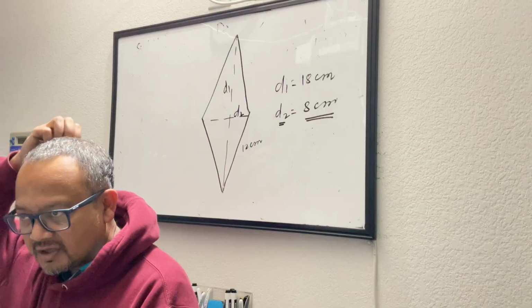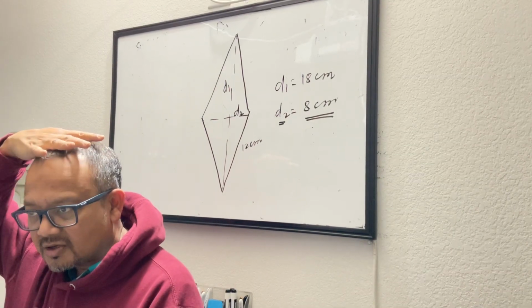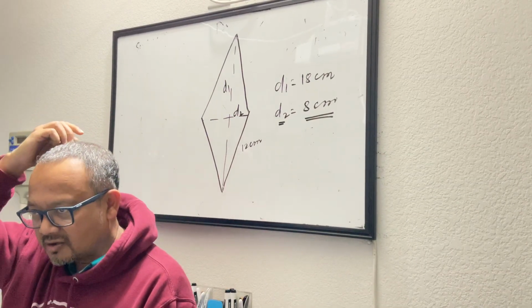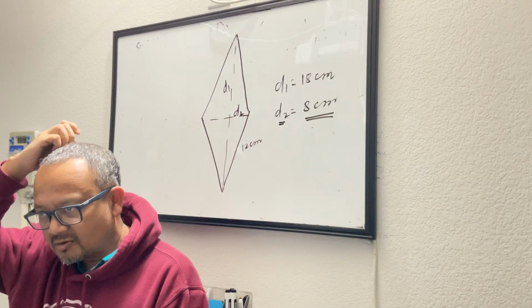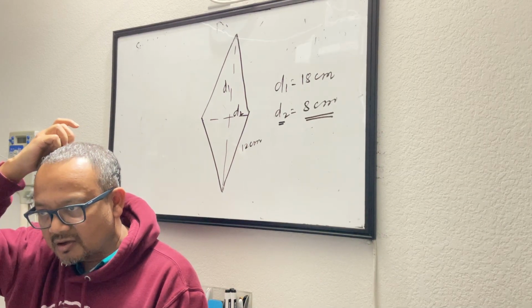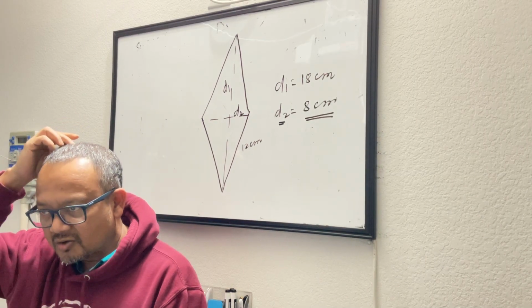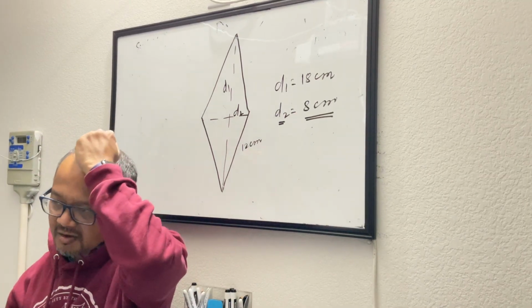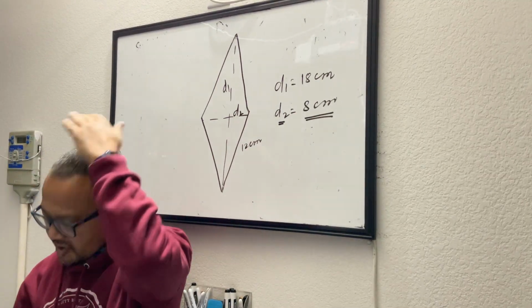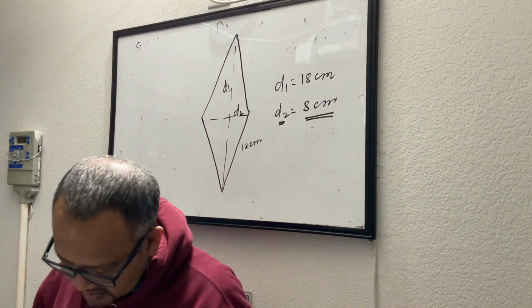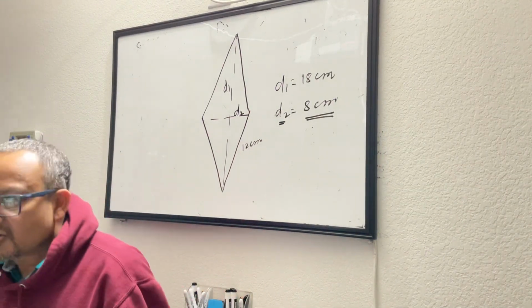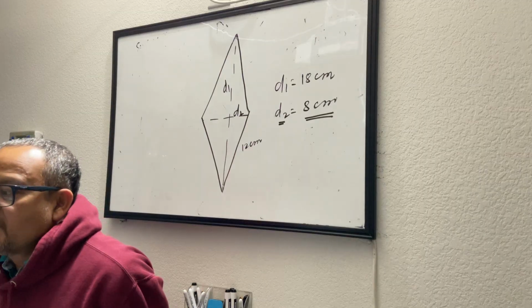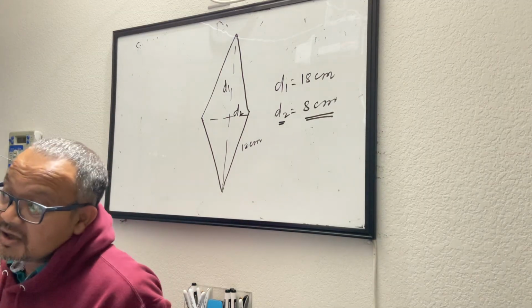For the area, I got 48 centimeters square, and for the perimeter, area, I got 144 centimeters square, and for the perimeter, I got 48 centimeters square. Okay. Samanvita, what did you get, beta? The perimeter, I got 48 centimeters square. Perimeter, you got 48 centimeters square.